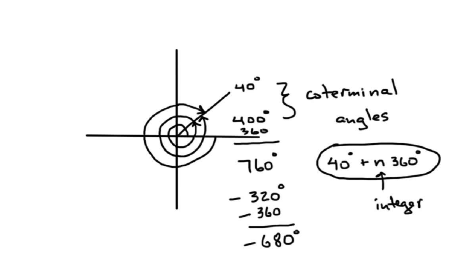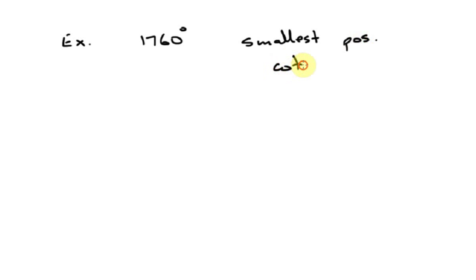So let's see how we're doing here. I think we have time to do just a couple of quick examples. And let's clear the screen. Suppose somebody comes along now and says, I have this angle of 1760 degrees. I would like the smallest positive coterminal angle to that. So somebody comes along and says that's what we want.